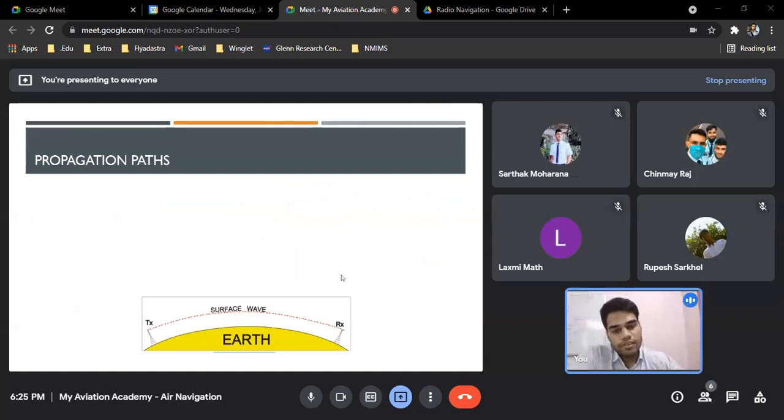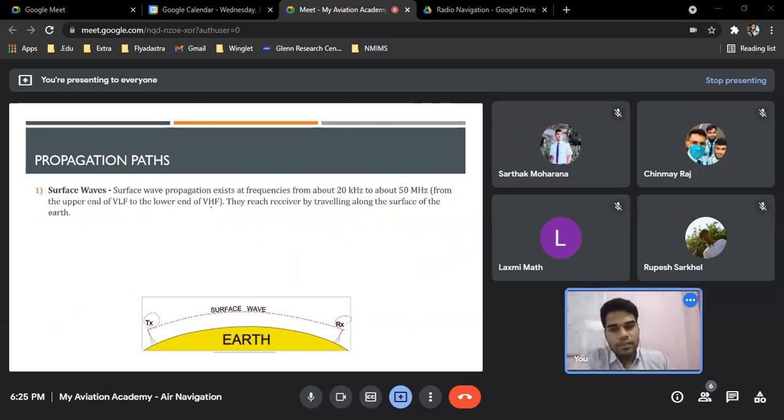First, it is surface waves, and as I told you, it is just above the surface. This is our transmitter and this is our receiver. You can see that one wave goes from one part to the other. Surface waves exist at frequencies from 20 kilohertz to 50 megahertz. It can be said to be around the upper end of VLF and the lower end of VHF. So VLF to VHF.